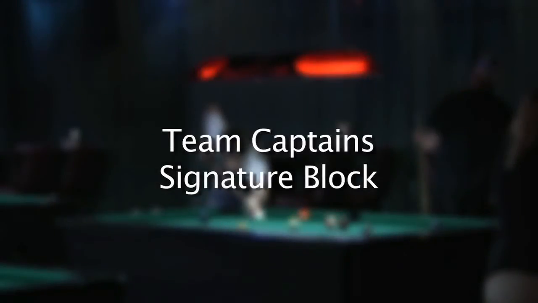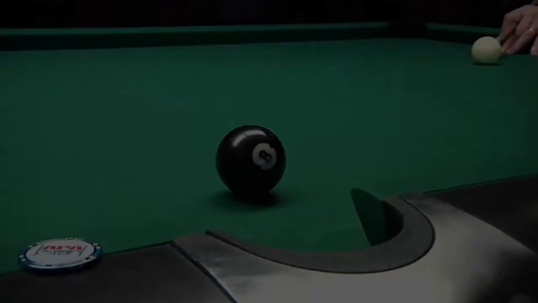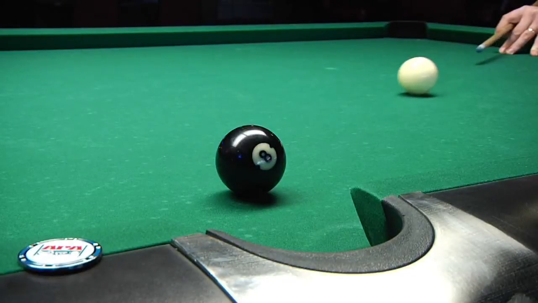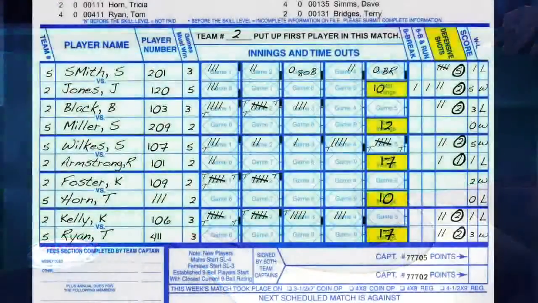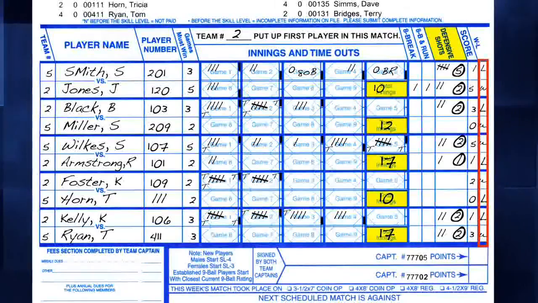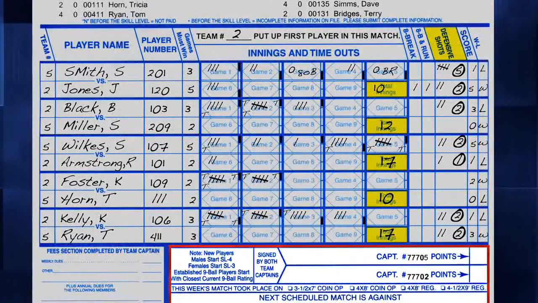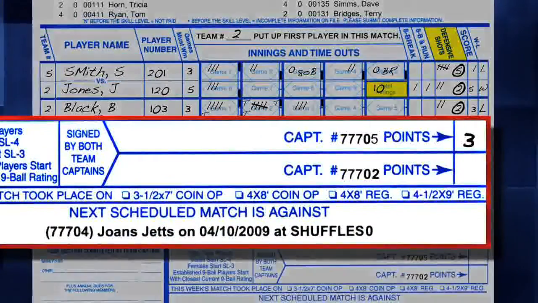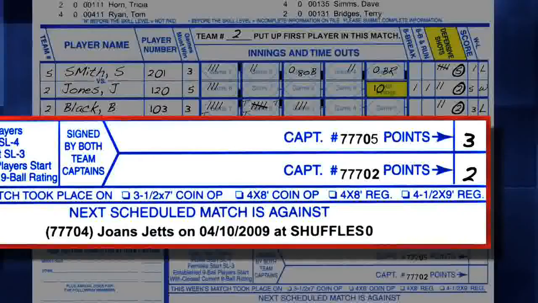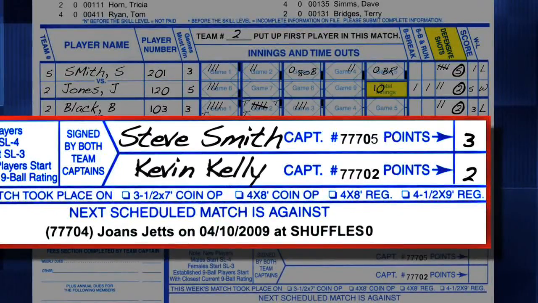Team captain signature block. A team earns 1 point every time one of their players wins a match. So when your team match is over, add up the total number of wins for each team shown in the WL block. Record the total number of points earned by your team here at the end of your team captain's signature line. Then sign both score sheets.